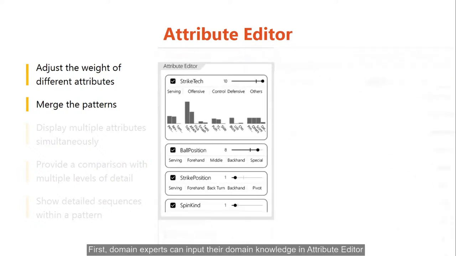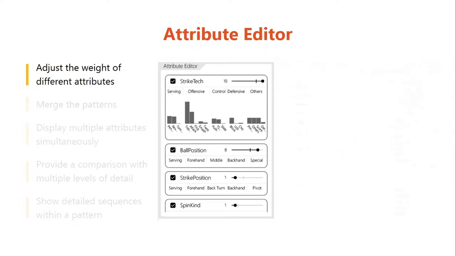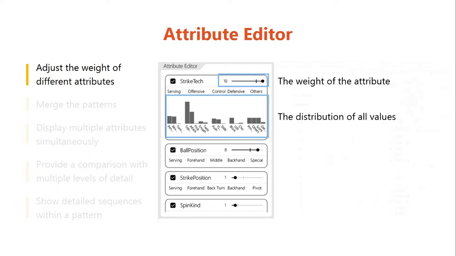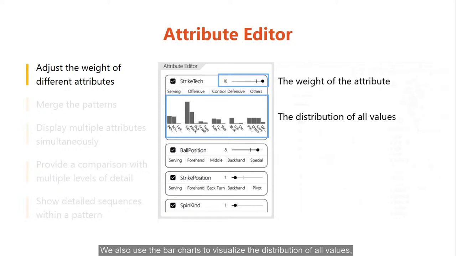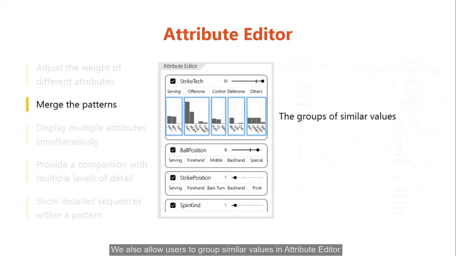First, domain experts can input their domain knowledge in the attribute editor so that our algorithm can consider multiple attributes comprehensively and merge some similar patterns automatically. In the attribute editor, users can drag the slider to adjust the weight of different attributes. We also use bar charts to visualize the distribution of all values, which can guide users to adjust the weights.